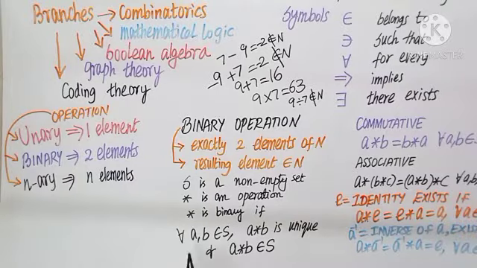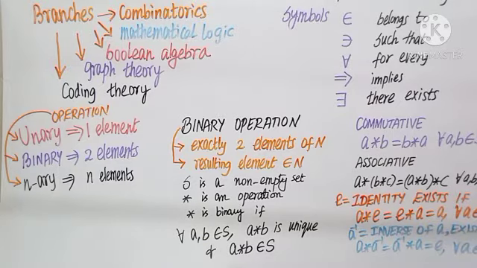Whenever A comma B belong to S, if A star B also belongs to S, I can say the closure property is true. The word closure tells me the set is closed. Two elements are there, and when I perform the operation that answer is also inside the set. Such a set we say is a closed set, and S is said to have the closure property whenever A comma B belong to S, A star B is in S.